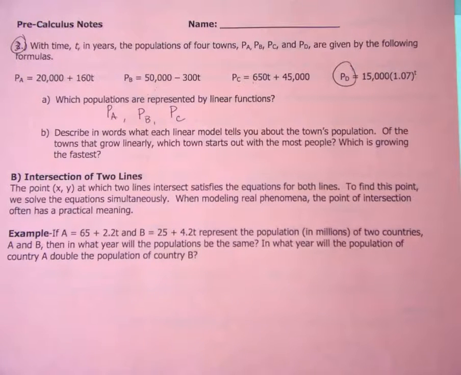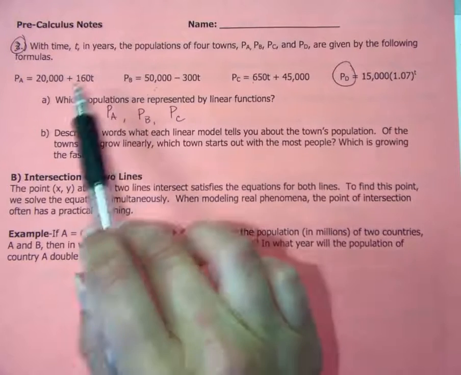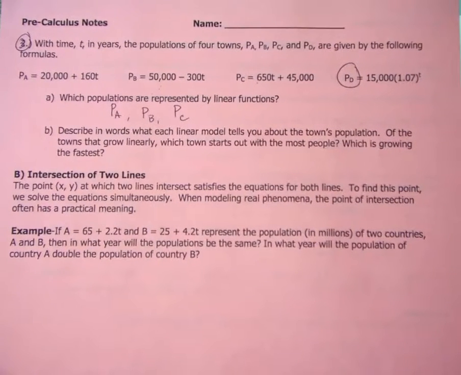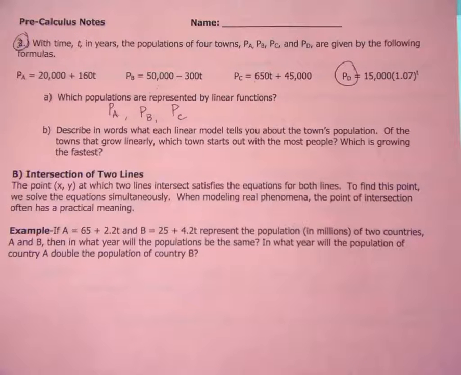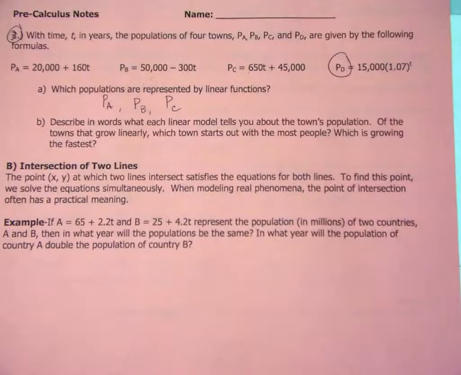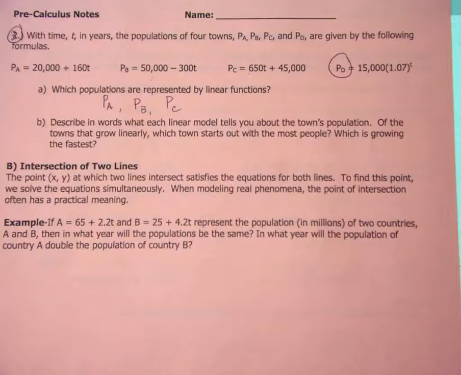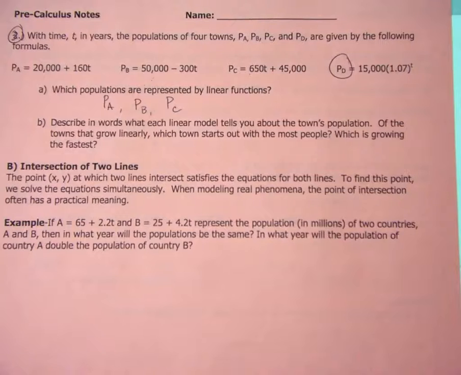Of those towns that grow linearly, so those first 3, which starts out with the most people, Ben? I said C. Not quite. So in these 3, okay, tell me for town A, what's the initial population? Okay, what about B and C? Okay, so which starts out with the most people? Okay, but that's what happens each year. This is just asking you what at the initial when t is 0. Okay, we're looking for that initial value being the greatest.